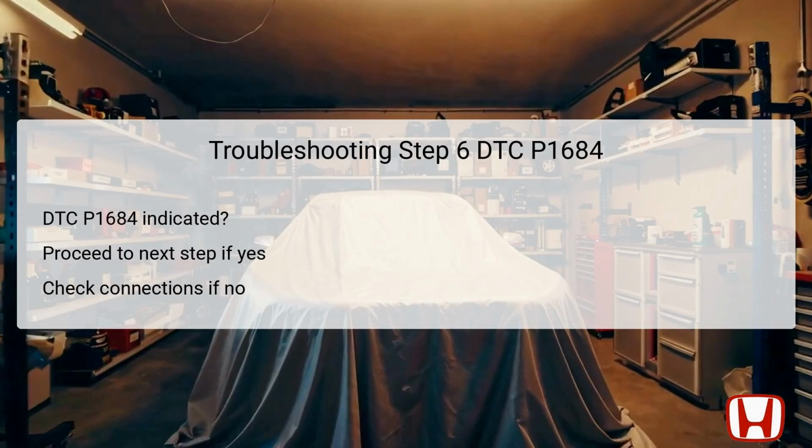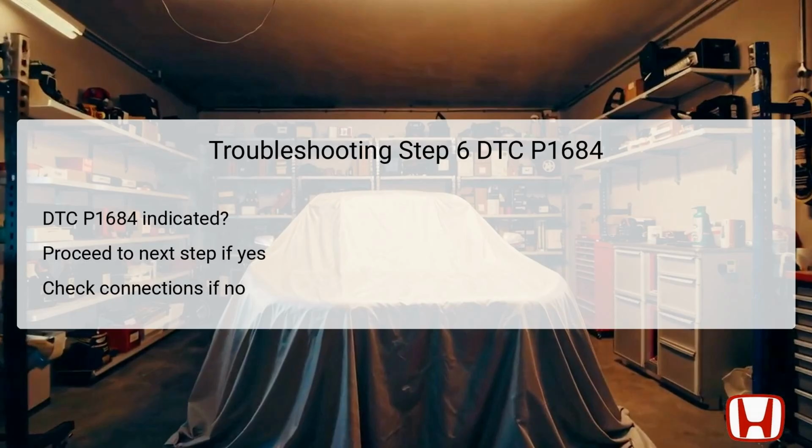During this step, technicians need to ascertain whether the DTC P1684 is present again after performing the previous troubleshooting steps. If the code is indicated, the process moves on to Step 7, focusing on physical inspection and mechanical checks. Conversely, if no DTC is present, this may point to an intermittent failure, suggesting that the throttle system is functioning correctly at this moment.